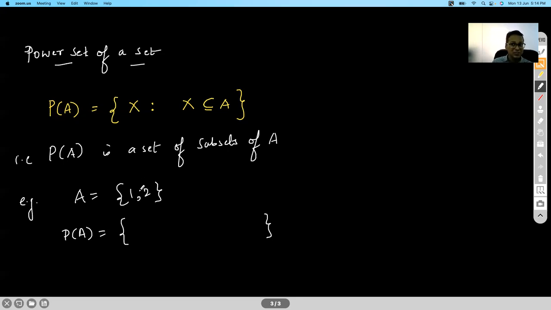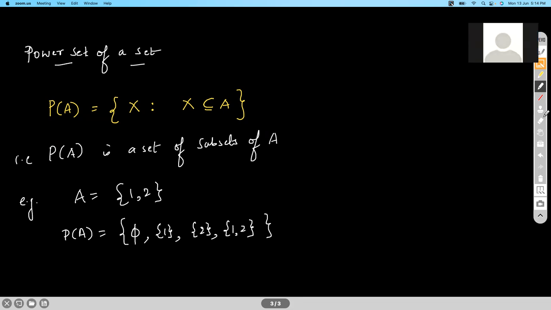So what are the subsets of A? Let's start writing it within these curly braces. So first I will have a null set, because as we all know from our previous class, null set is the subset of every set. Then I'll have a set containing just one. Then I will have a set containing just two. And then I'll have the set containing the entire set A. So this becomes the power set of A. Is it fine? Any questions, any concerns? Easy.